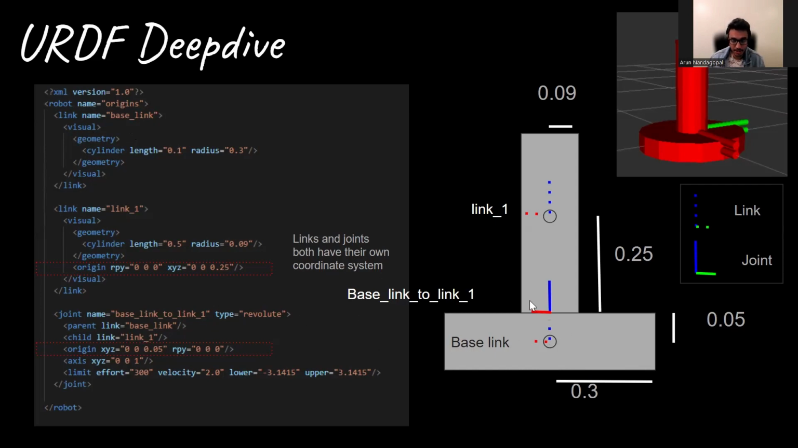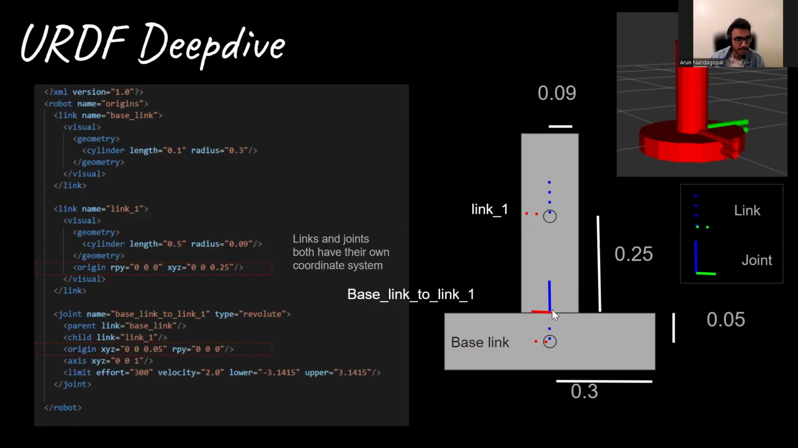But if you take the second joint, which is here, which is basically the base link to link one, this joint is very important. And you can see that this link is defined with respect to the previous link, a previous joint, and the coordinate system, like how it's been translated and rotated, is given here. It says that you need to translate 0.05 in the z-axis, and there is no rotation. So that's why the joint is over here.